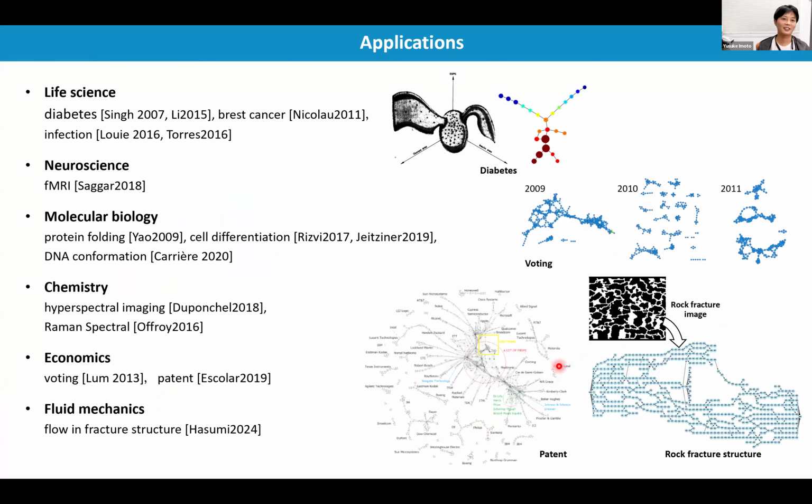By the way, I introduced applications of the mapper. Mapper has been applied in many research fields, including life science, neuroscience, molecular biology, chemistry, and economics. Recently, I have applied mapper to rock fracture structure data to evaluate the permeability of the flow in fracture structures with Professor Suzuki's laboratory at Tohoku University.